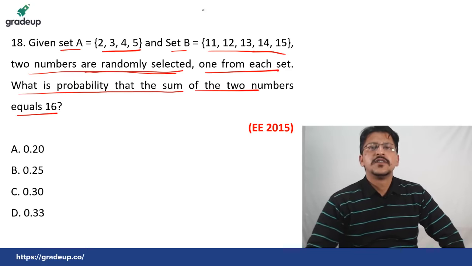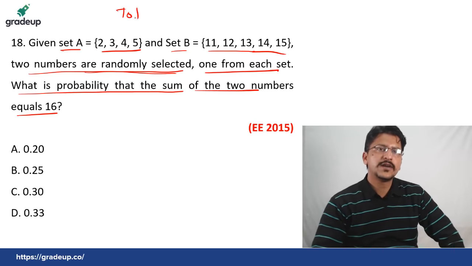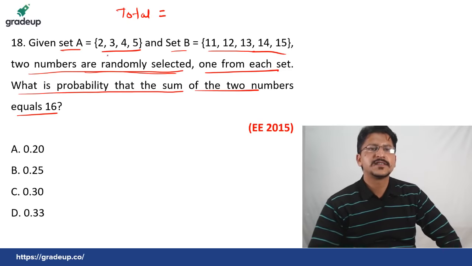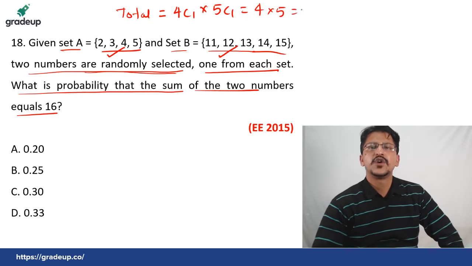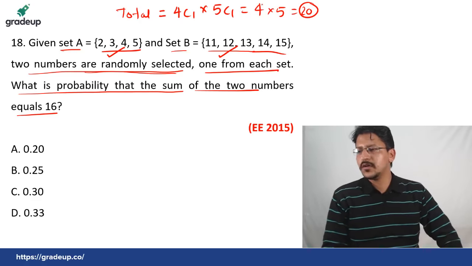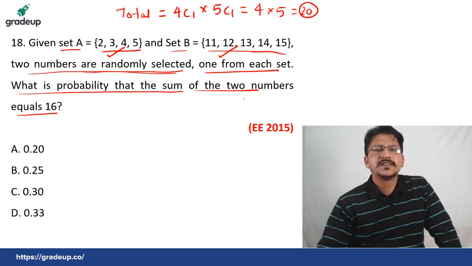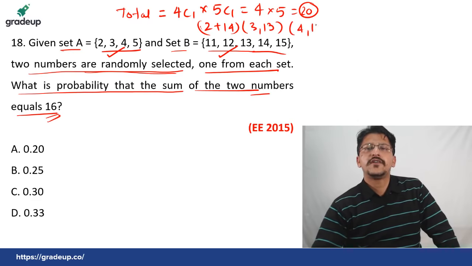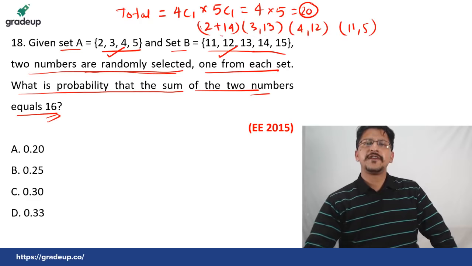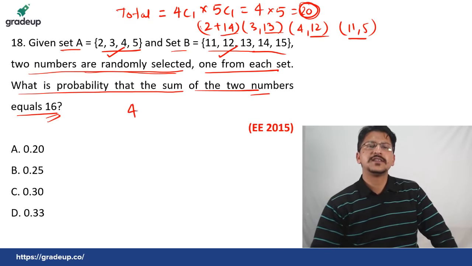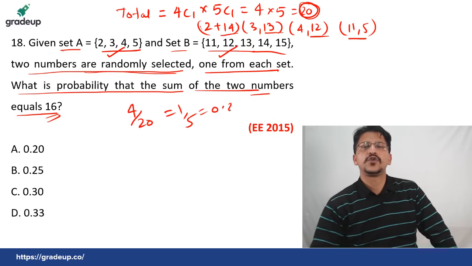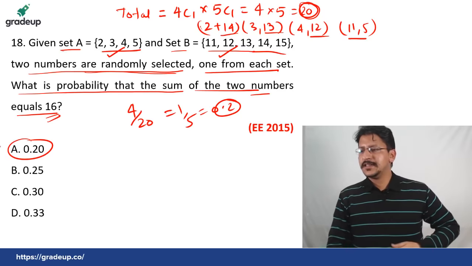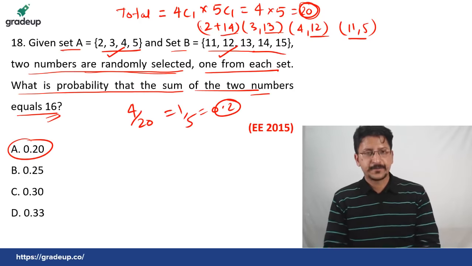See, the total number of outcomes will be equal to what? The total number of outcomes will be selecting one number from here, selecting one number from here. That is 4C1 into 5C1. That is 4 into 5, simply 20. This is the total number of outcomes. Then the favorable outcome is that the sum of the two numbers is 16. So the favorable is either you get 2 plus 14, or 3 plus 13, or 4 and 12, or 11 and 5. So the favorable outcomes are these four. Total is 20. Answer is 4/20, 1/5. Option A, correct? Yes. Option A, absolutely correct. Moving on to the next problem.